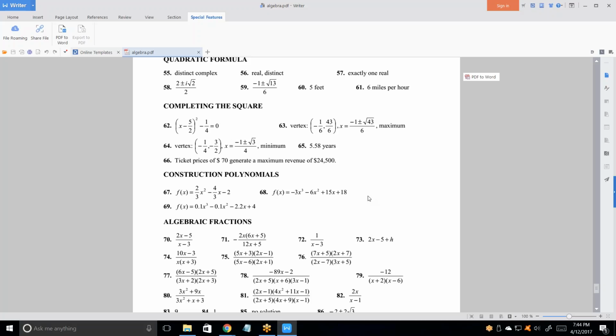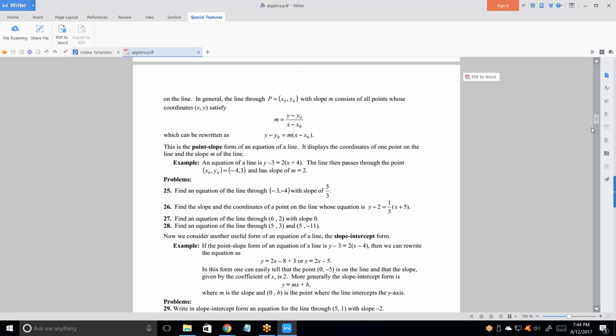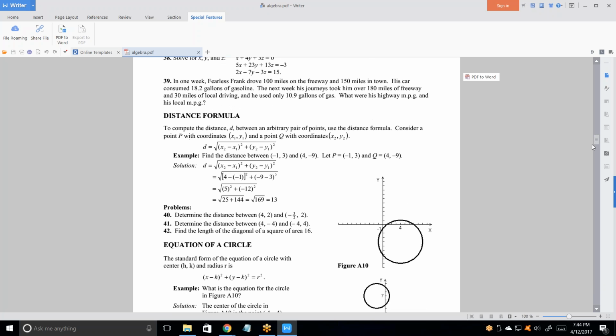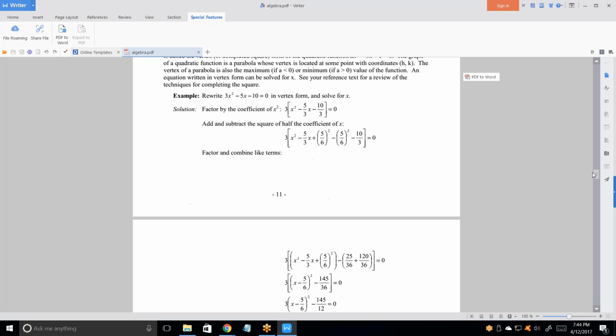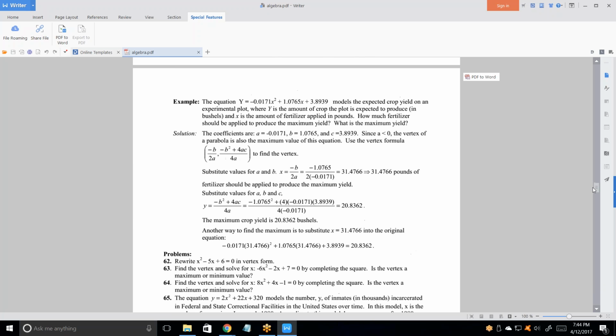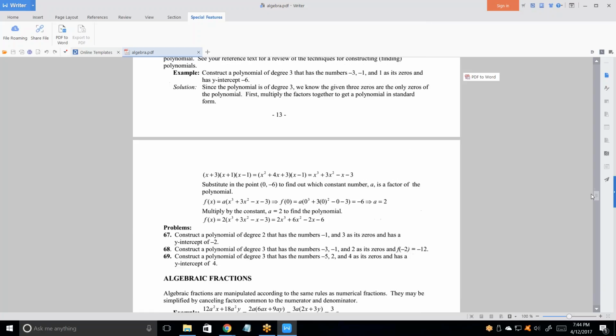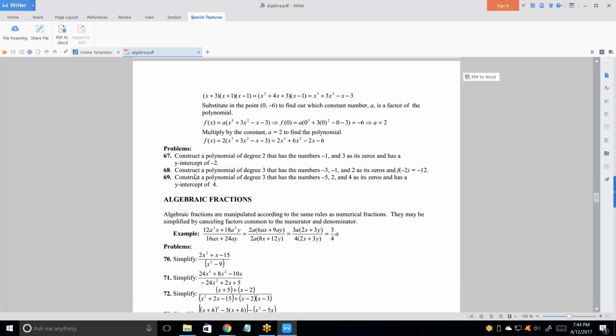In other words, I can't leave it in factored form, which is the way I had left it. Normally, factored form is not bad at all. I'd rather have something in factored form than not. But when they specifically request you to construct a polynomial, then they want it in this form that you're looking at up here.